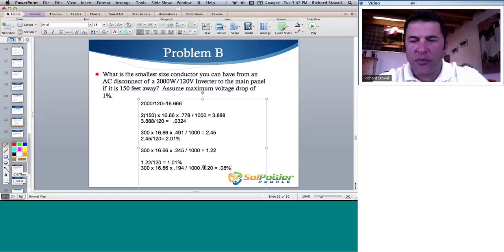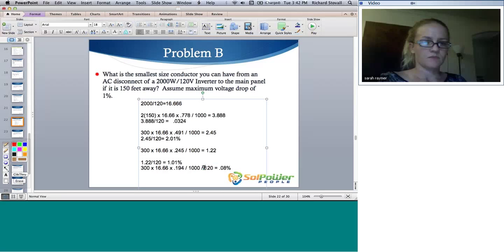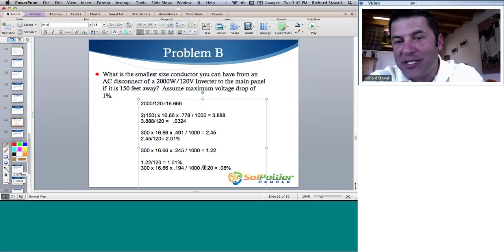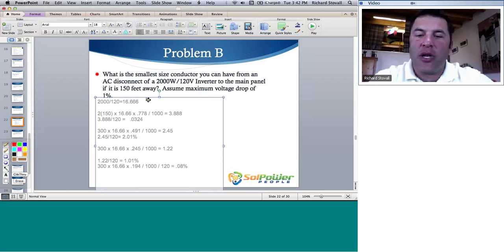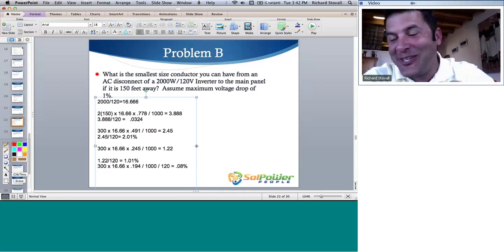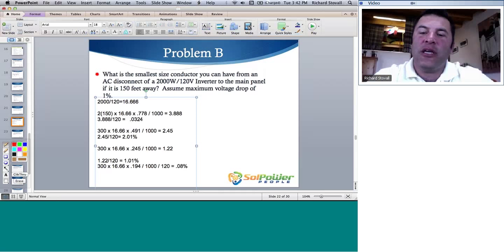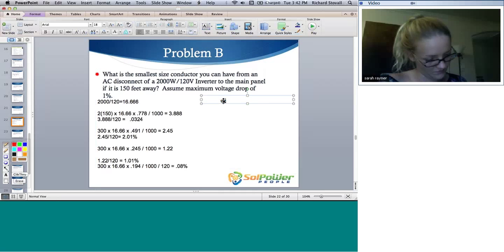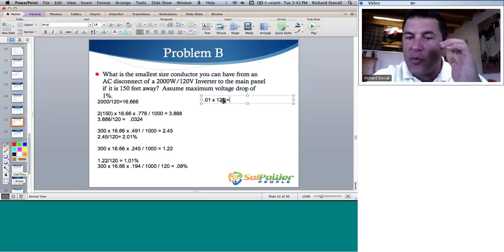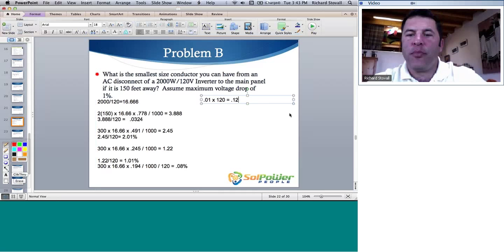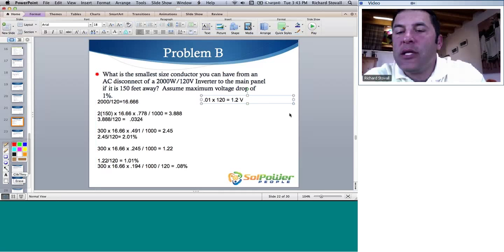Now, seeing how many times we had to go through the calculation to determine what the correct answer was, had we chosen to utilize the other methodology that we've talked about, we wouldn't have had to do four calculations to reach the result. I'll show you how it would have looked using the other way. It would have taken 0.01 times 120, which is 1.2 volts. 1.2 volts is the voltage that we can lose and not exceed the 1% rule.